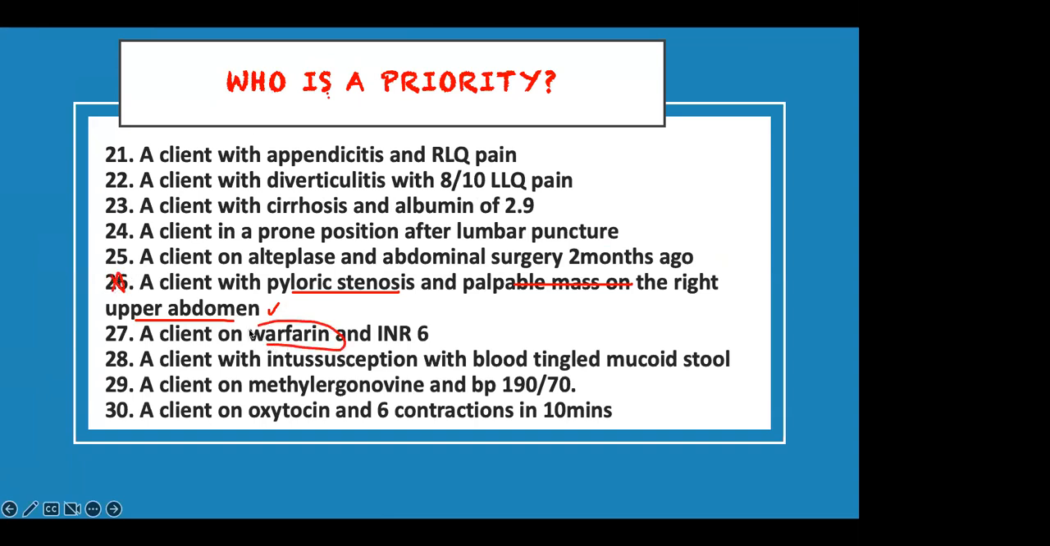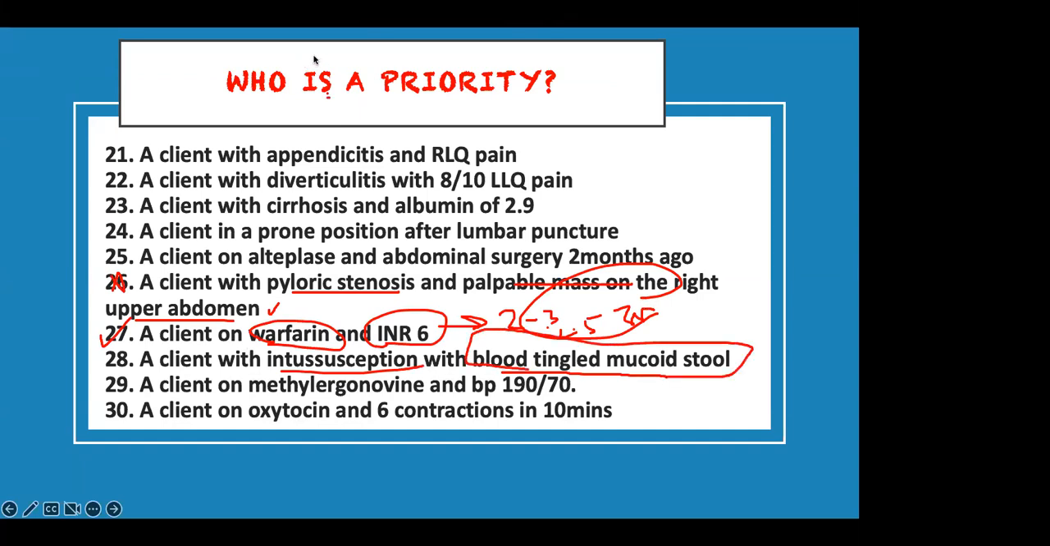A client on warfarin and an INR of 6. This is too high. Supratherapeutic. You need 2 to 3 or 2.5 to 3.5. 6 is too high, so I got to see you. Probably you're bleeding. A client with intussusception with blood-tinged mucoid stool. What do you guys think? I just should describe it. Blood-tinged mucoid stool is currant jelly stool. That's expected, so don't worry about it.